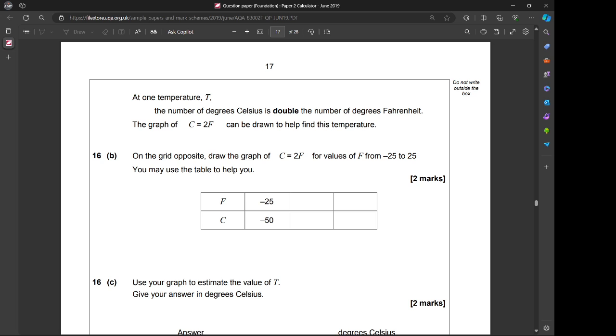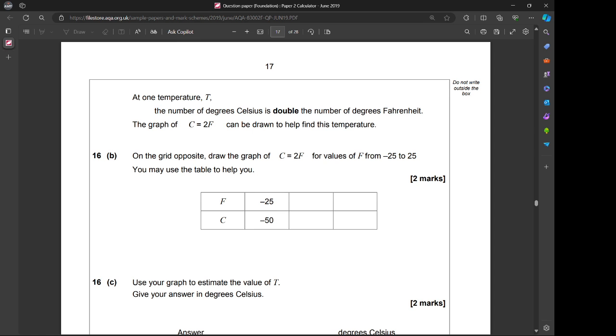This is part B. At one temperature T, the number of degrees Celsius is double the number of degrees Fahrenheit. C equals 2F can be drawn to help find the temperature on the grid opposite. Draw a graph of this. Use your temperature to help you.